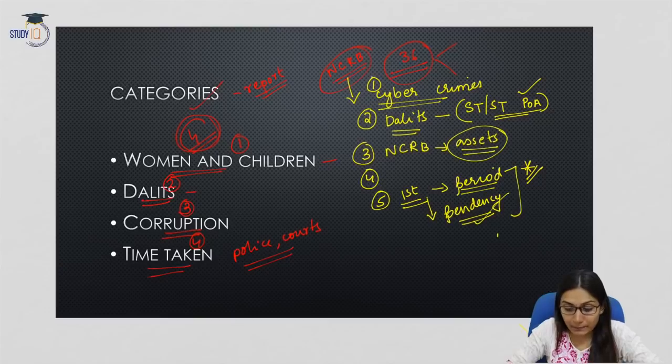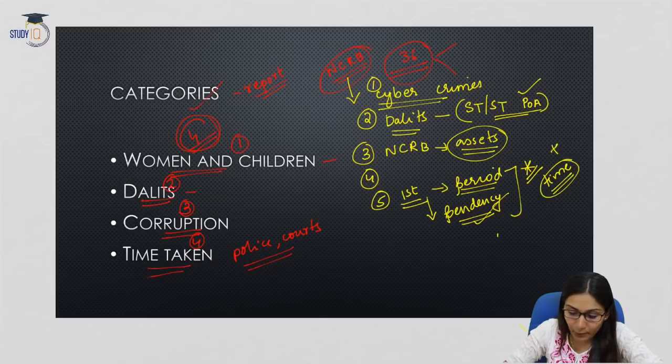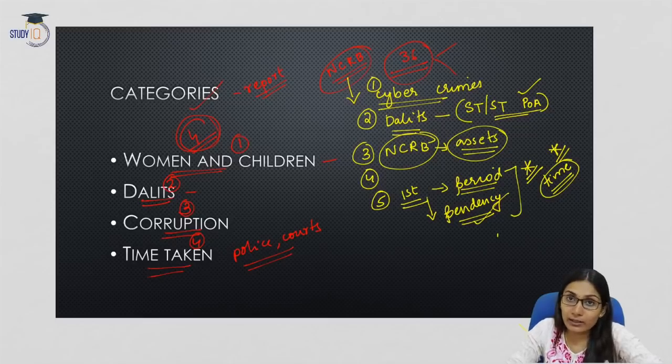The time taken by the police in finalizing or charge sheeting a case, and also the time taken by the court in concluding the case. So the time taken by the court and the police is very important and significant. So this is the first time that the National Crime Records Bureau has considered not only the pendency but also the time taken for it.